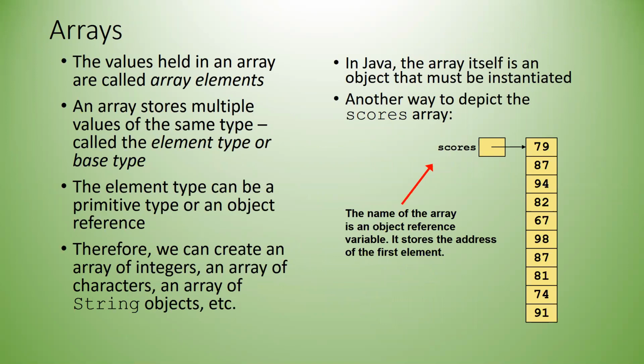So this is just saying they are called elements, right? Array element. And so this is an element, this is an element. They are all called array elements. They must have the same type. We said that. We call that the element type or base type. It can be primitive or object reference. I'm repeating here, right? Sometimes I just want to give you all the information. Therefore, we can create an array of integers, an array of characters, an array of string objects, etc. An array itself is an object.